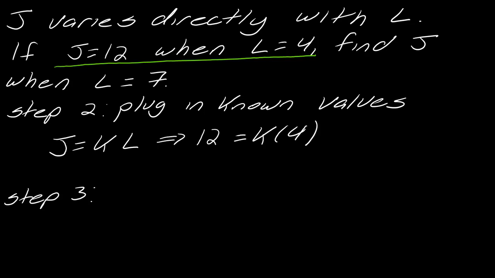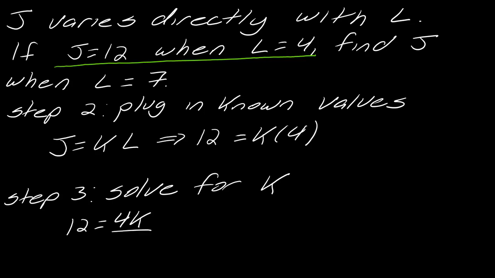And so then the next step is to actually solve for K. This is really 12 equals 4K, so I just divide both sides by 4, and I get that K equals 3. Okay, so if you're told to solve for K, this step is kind of assumed. You can't solve for K unless you plug in the known values. So that's that part. So moving on.